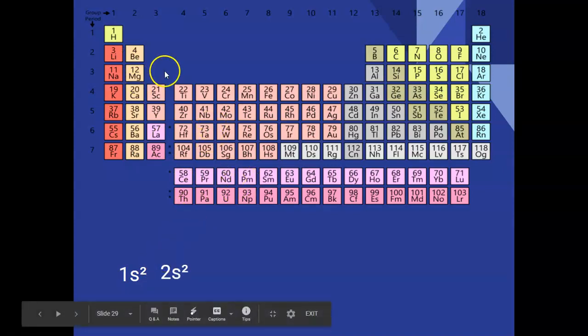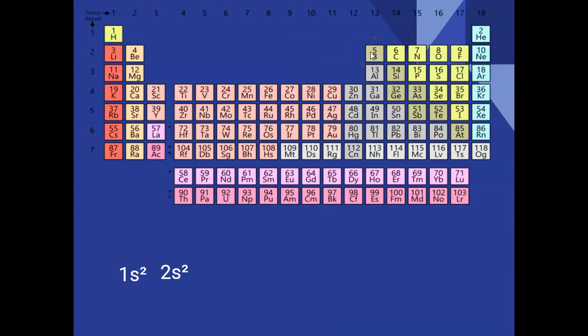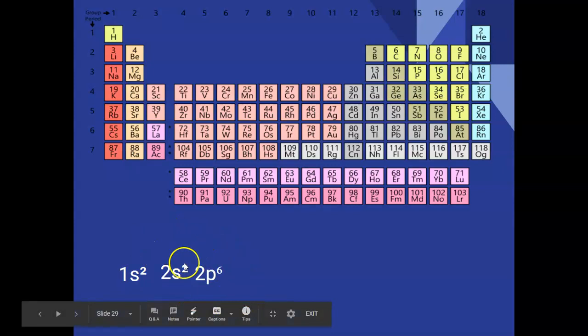I'm going to come across my giant chasm. And here, I'm still in row 2, but now I've hit the P block. And I'm going to see how many I go through. 1, 2, 3, 4, 5, 6 takes me to neon. I'm still not at silicon, so I need to continue on. But I'm going to write down the fact that I went through the P block, and so I'm going to put 2p6. So this takes me to neon.